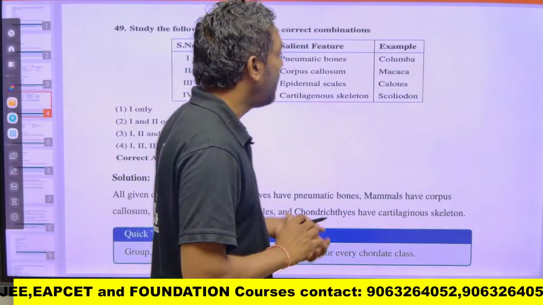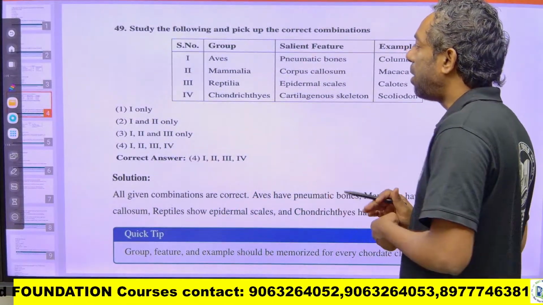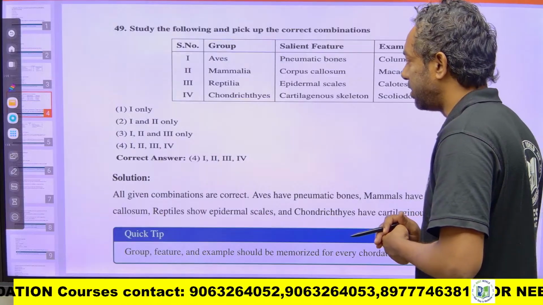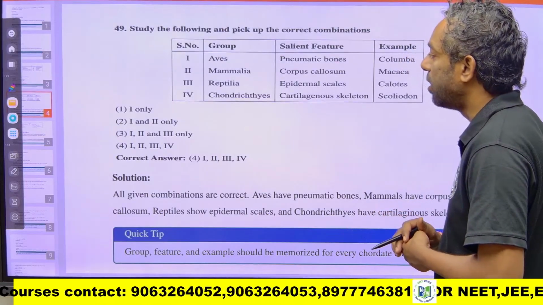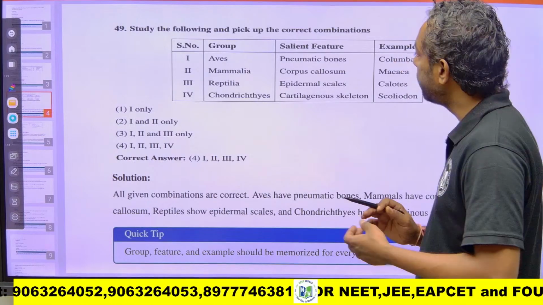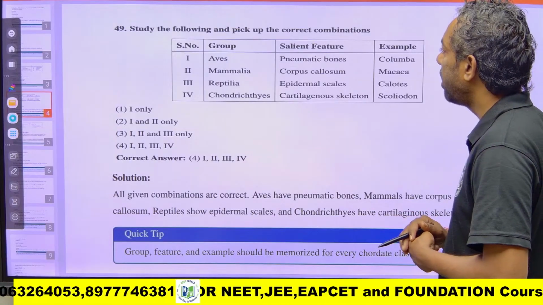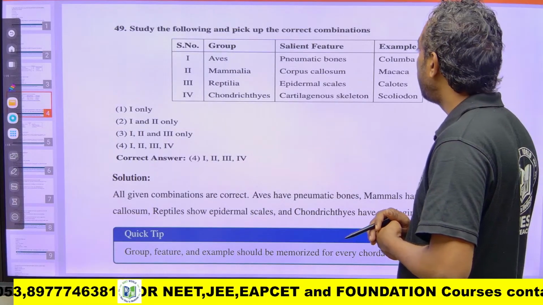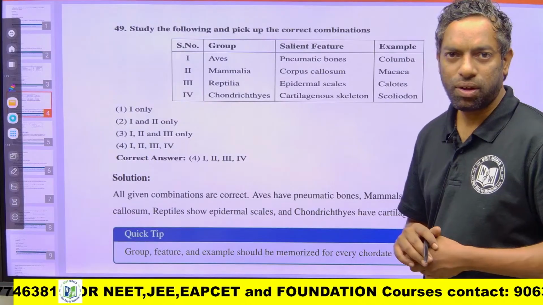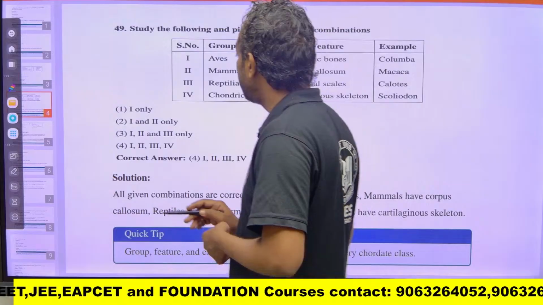It is about chordates: aves, mammals, reptilia, and chondrichthyes. This is a direct match the following question. Aves: pneumatic bones, of course, Columbia. Mammals: corpus callosum, of course, macaques. Corpus callosum is the place. What is corpus callosum?